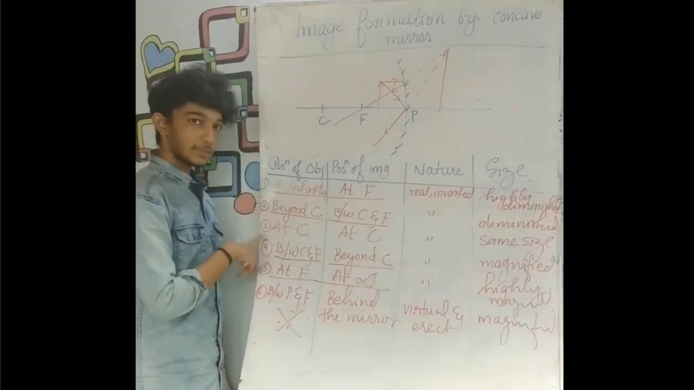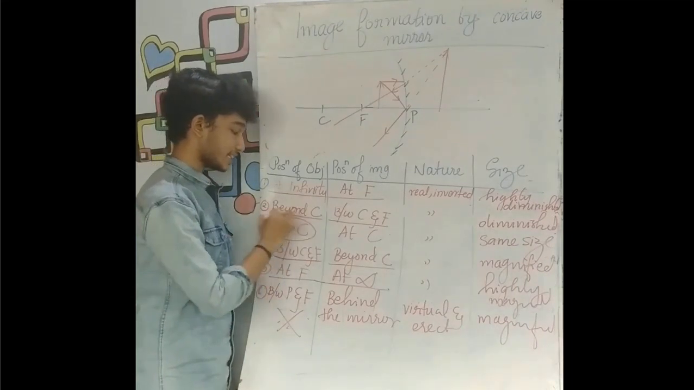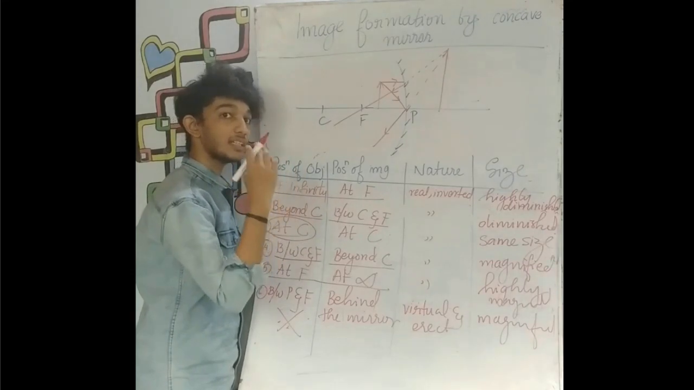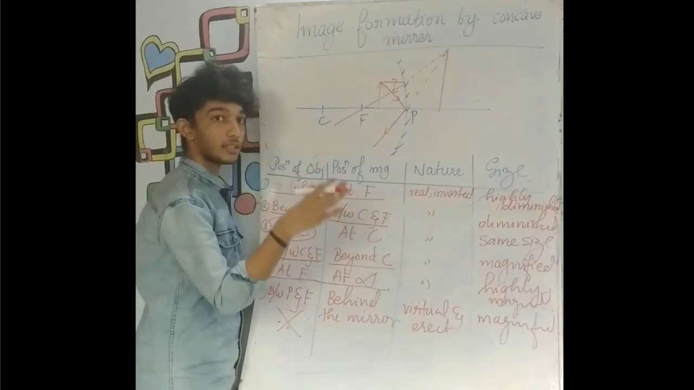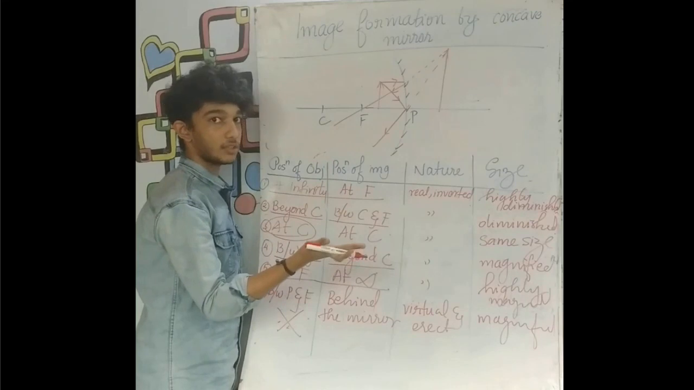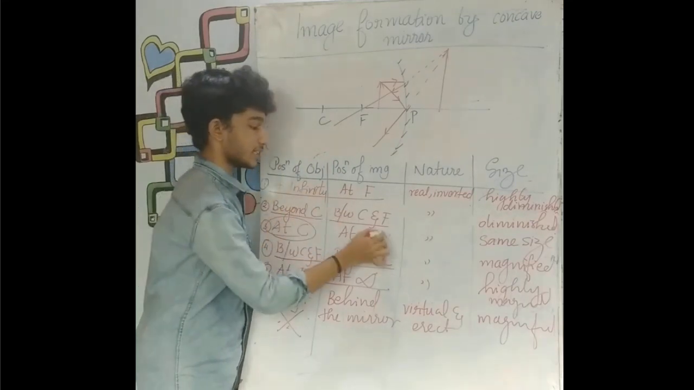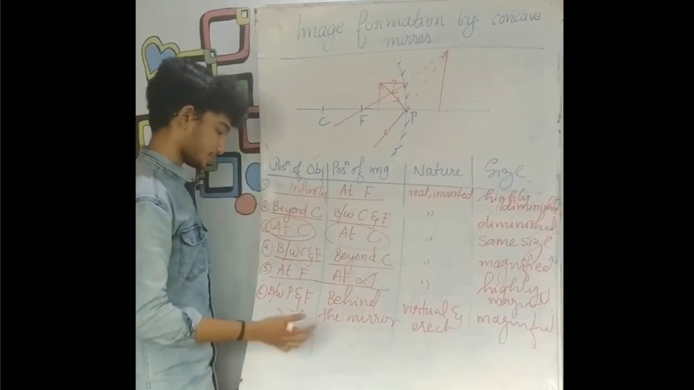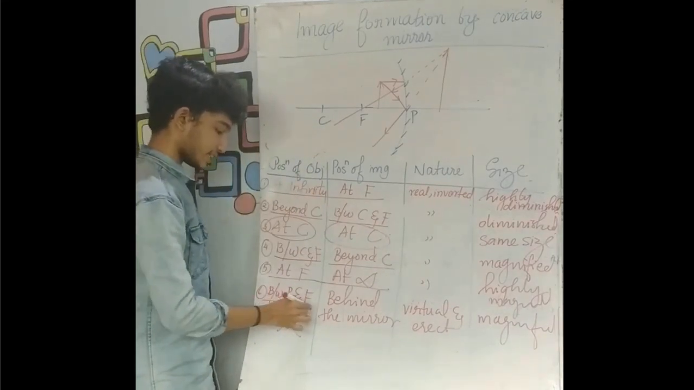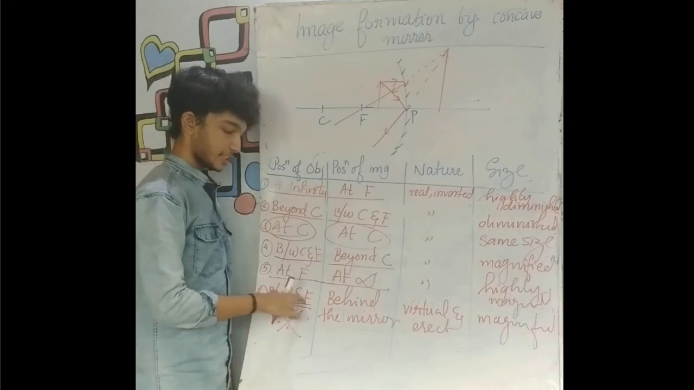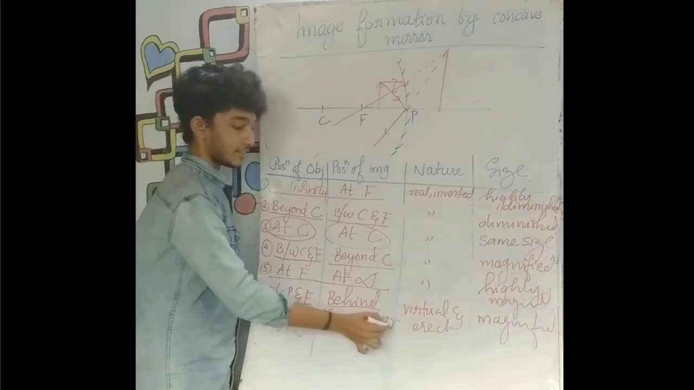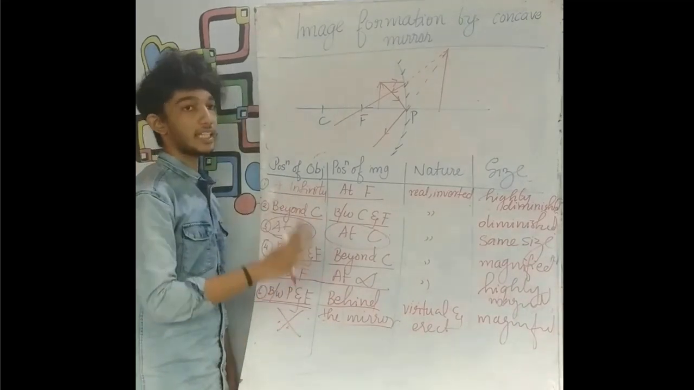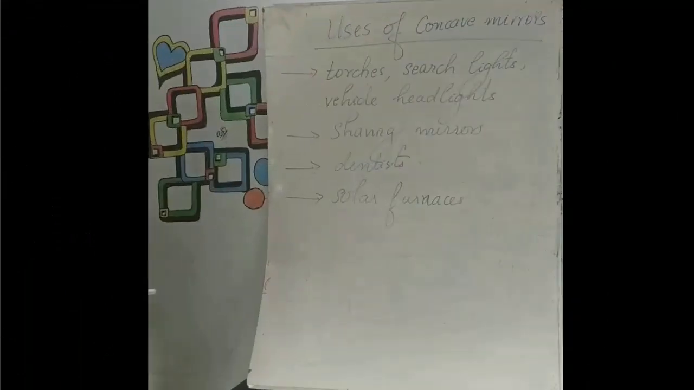And the other two are special cases. If we are placing the object at the center of curvature, there is no change in position. The only change is that the image will be topsy-turvy, which means upside down or inverted with respect to the object. But the position will be at the same position. And the last exceptional case is if the object is placed between P and F, then a real erect image will be obtained behind the mirror. This is about the image formation by a concave mirror.